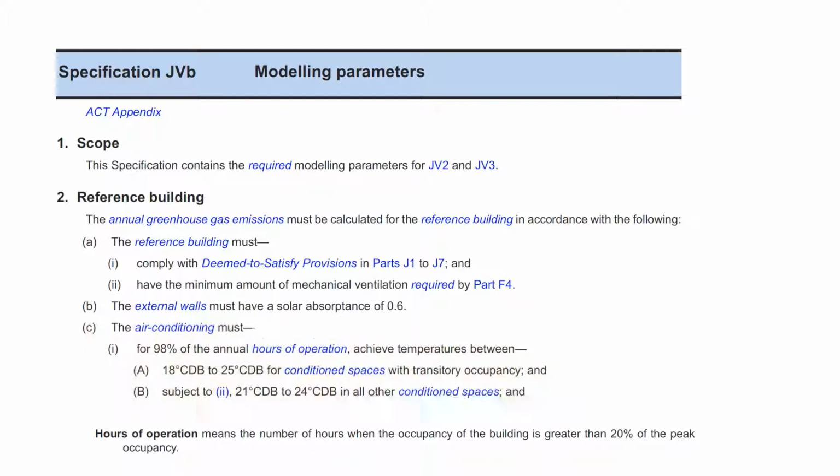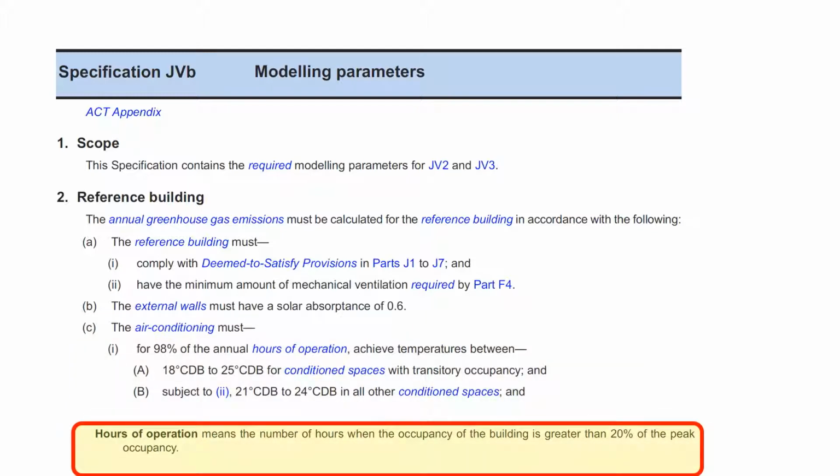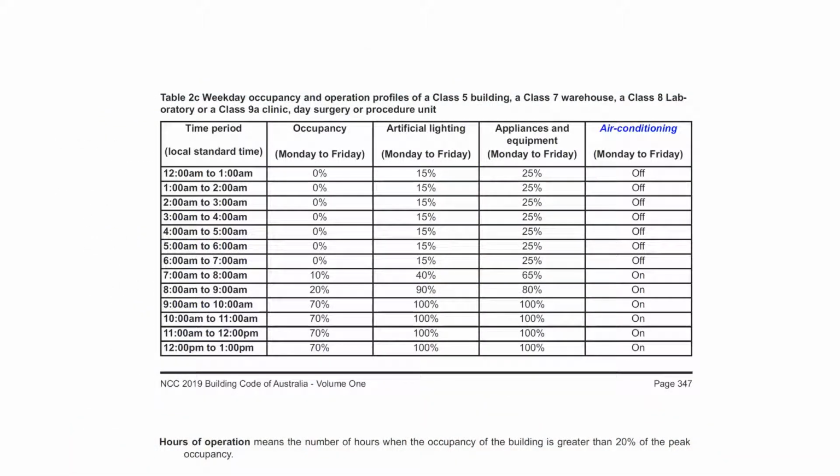The definition of hours of operation in the NCC is hours where the occupancy of the space is greater than 20% of the maximum. There are prescribed occupancy schedules for each building class in the NCC, and so there are prescribed hours of operation for each building class.